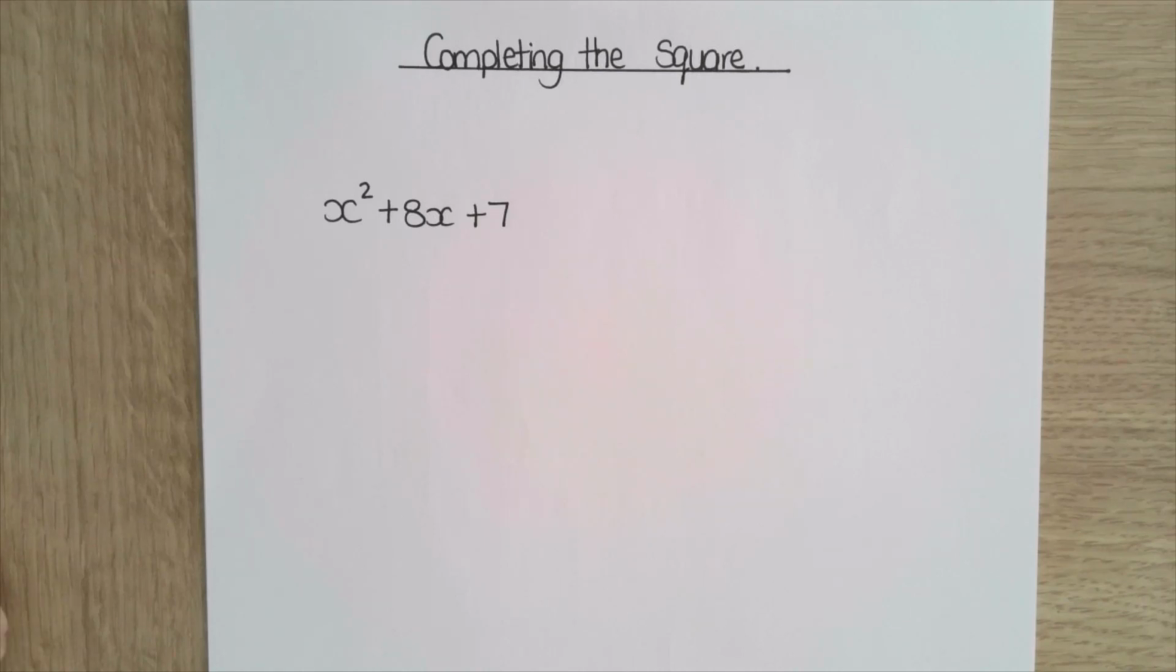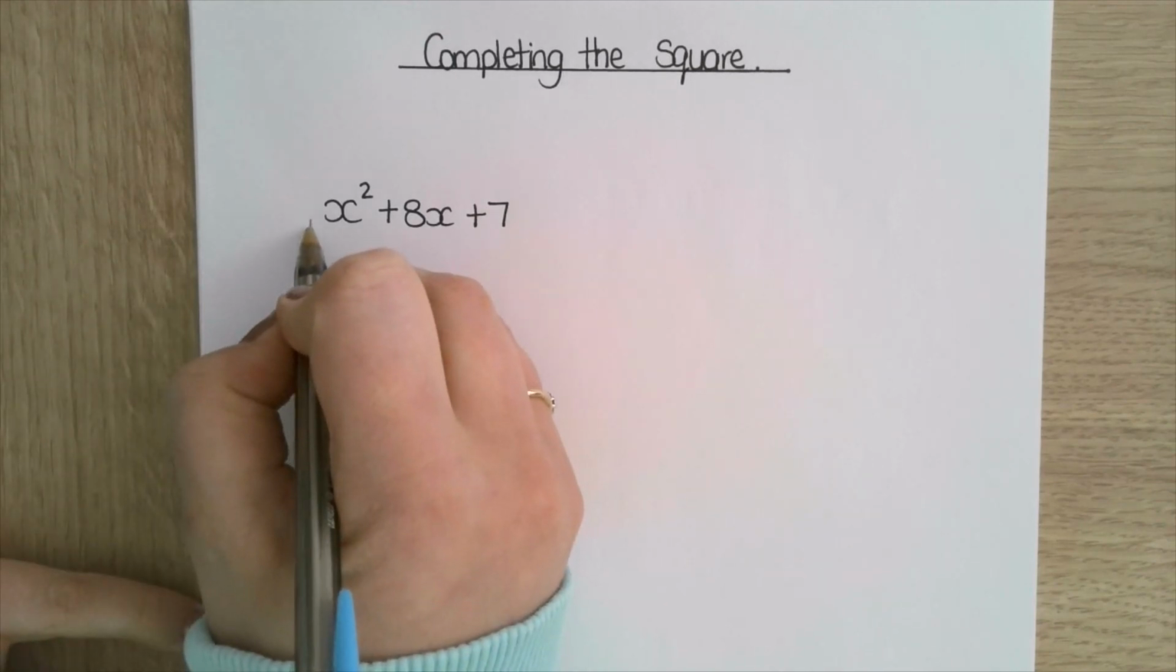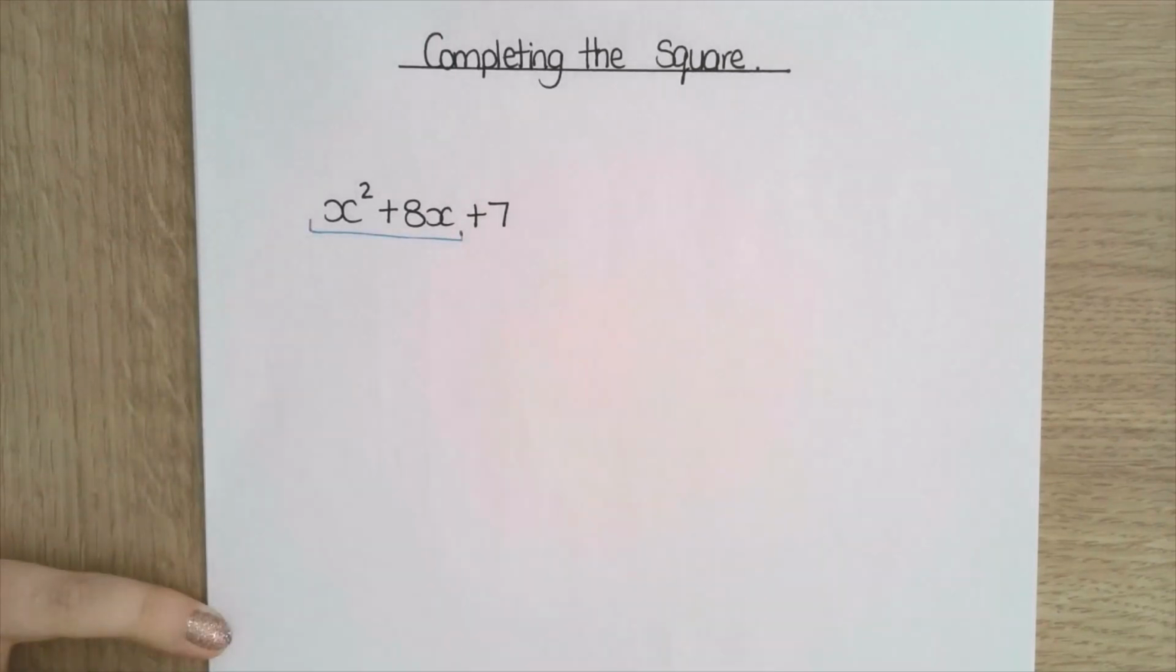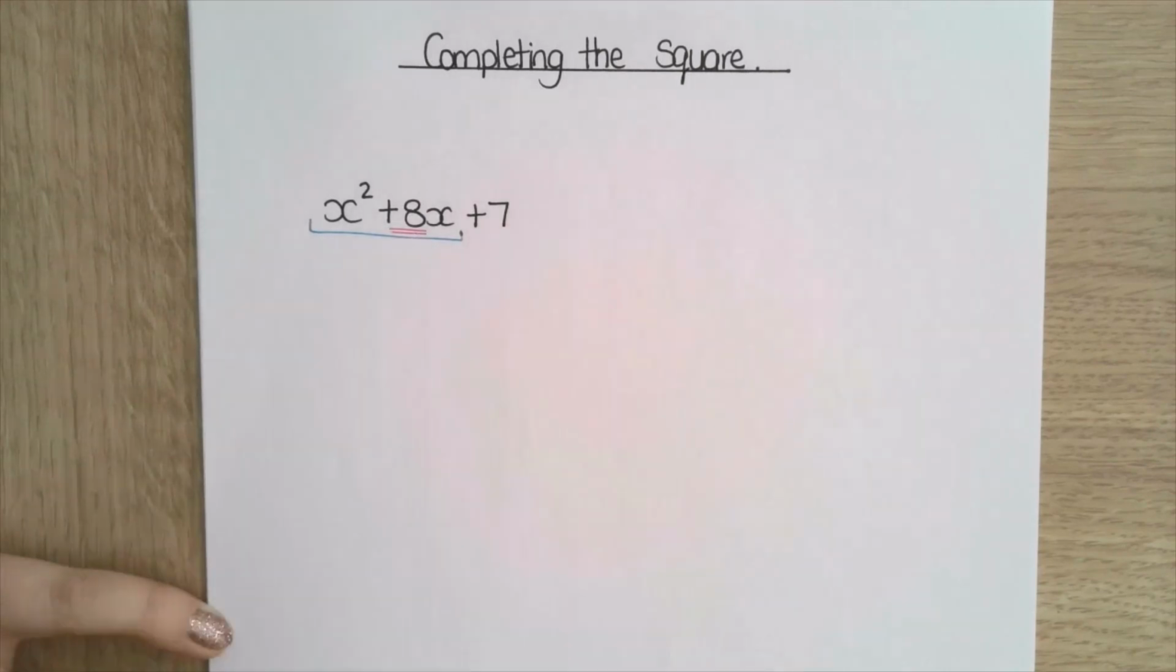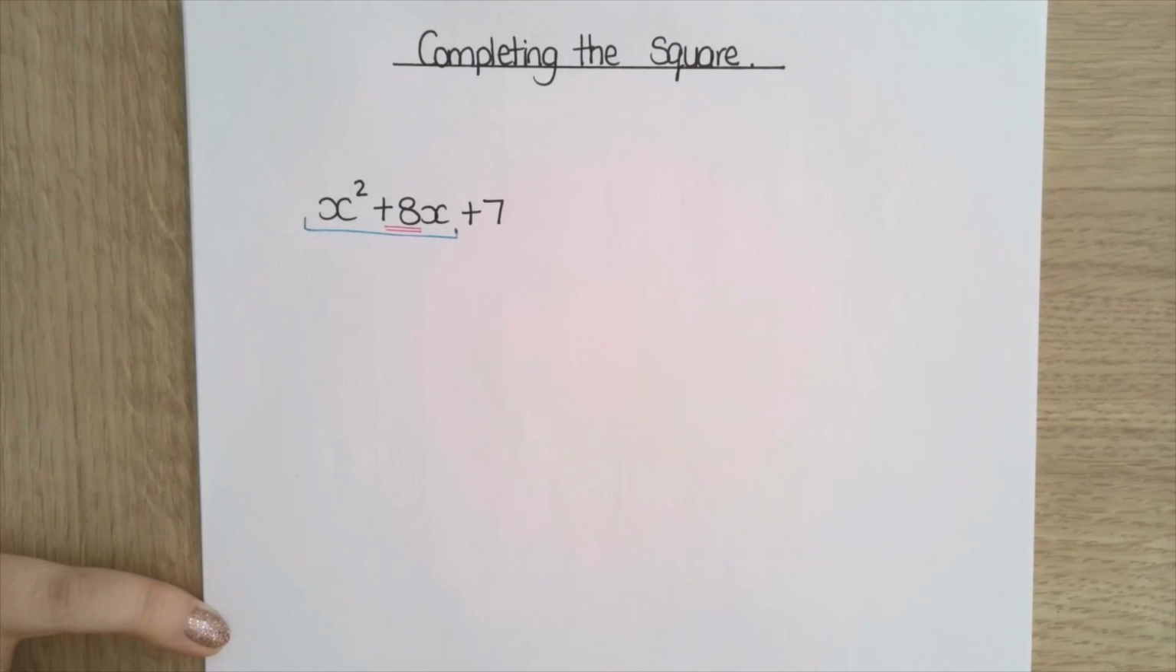Hi guys, today I'm going to show you how to use the completing the square method with quadratics. What I need to do is focus firstly on the first two terms of my quadratic expression, and look at the coefficient of x. The coefficient is the number that is in front of the x.